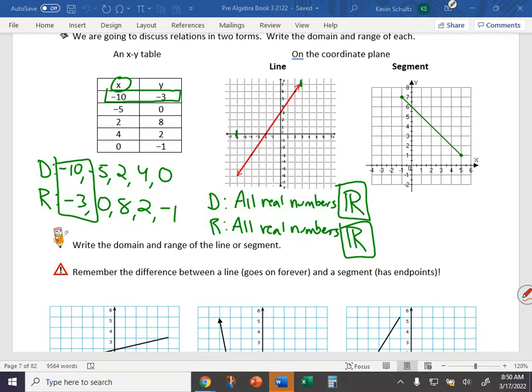But so a segment has a beginning and it has an end. And you know that because rather than arrows, it's got the dots there, right? So when we talk about the domain of a segment, all of those x values that are part of a segment, we look at where on the x-axis this segment travels, right? The point on the left is at -1 on the x-axis.